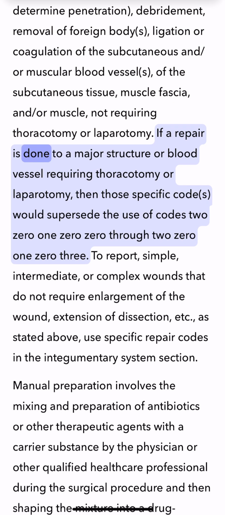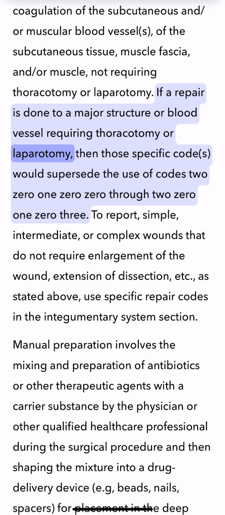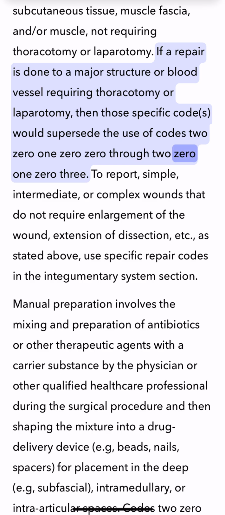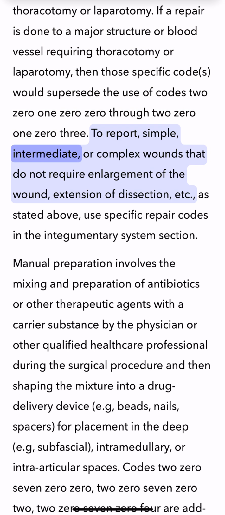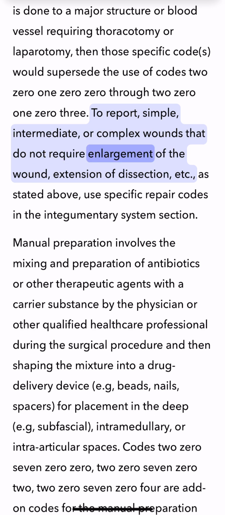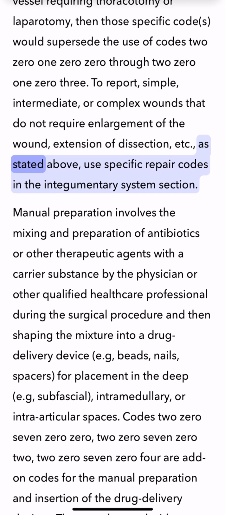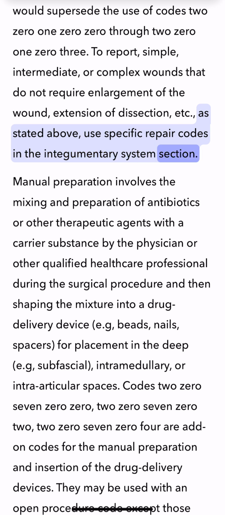If a repair is done to a major structure or blood vessel requiring thoracotomy or laparotomy, then those specific codes would supersede the use of codes 20100 through 20103. To report simple, intermediate, or complex wounds that do not require enlargement of the wound, extension of dissection, etc., as stated above, use specific repair codes in the integumentary system section.